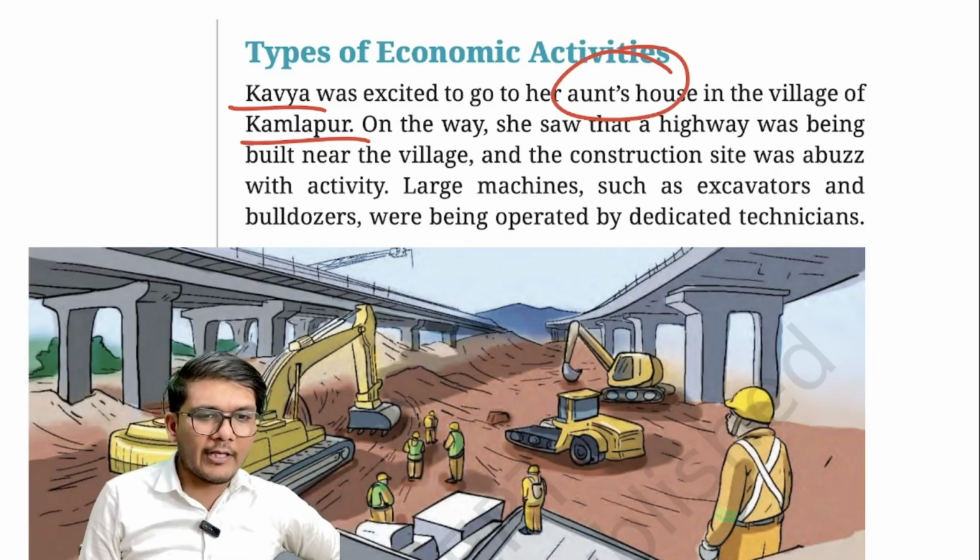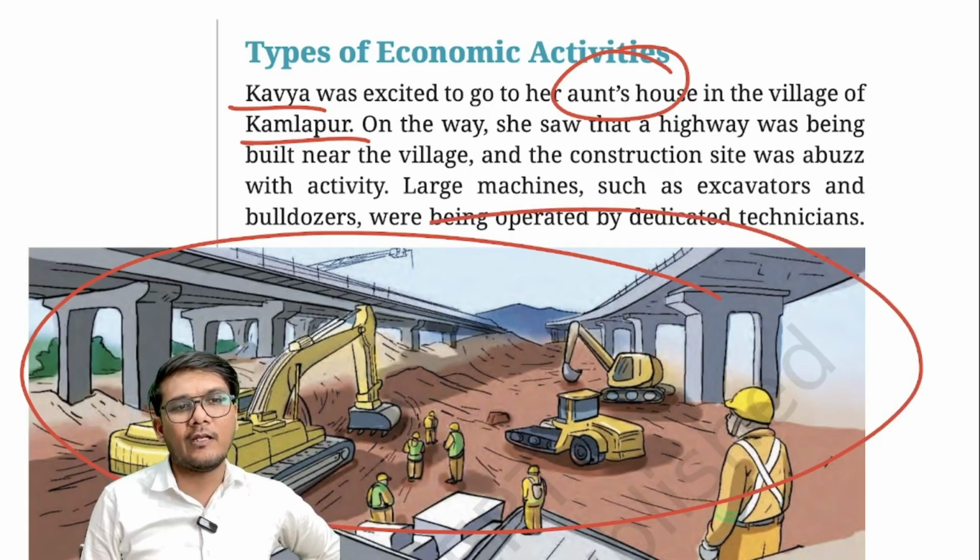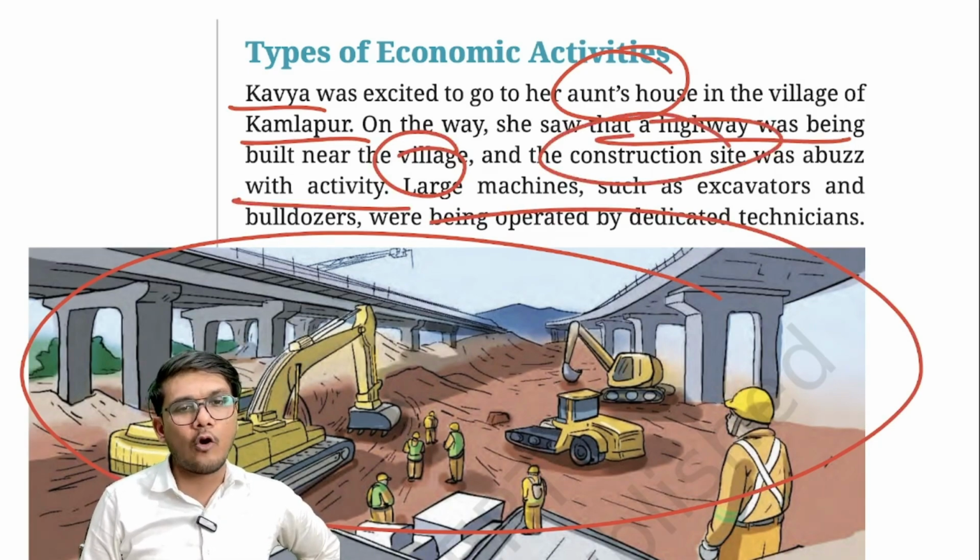So now on her way, she sees this site wherein what is happening is near her village a highway is being made, and that is creating a construction site which is having a lot of activities going on, wherein large machines such as excavators, bulldozers, etc.